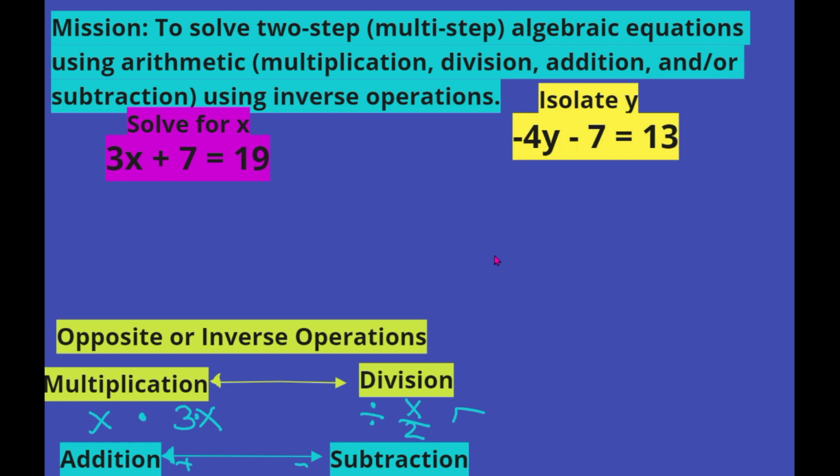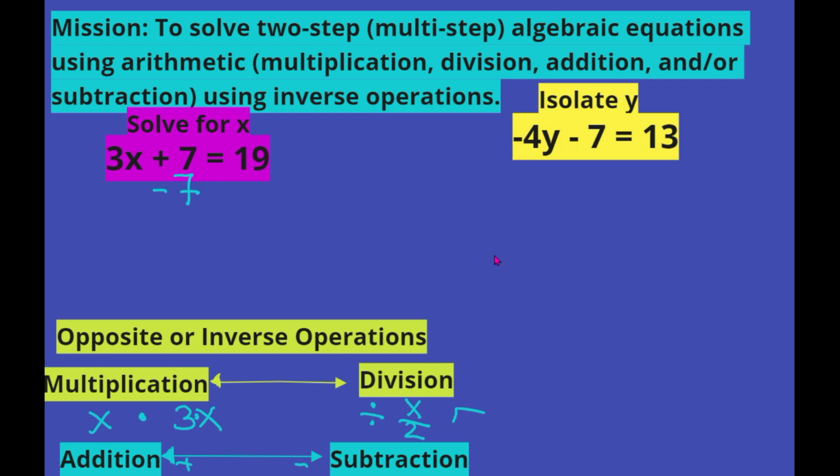I like to focus on anything extra, almost as if it's like loose change in my pocket. Before I tackle the x and what's connected to it, I like to get rid of my loose change. I have a positive 7 sitting here. If I look down here, I know that the opposite of addition is subtraction. So the opposite of adding 7 is subtracting 7.